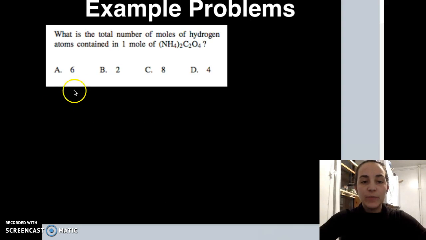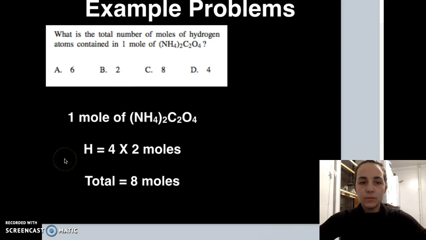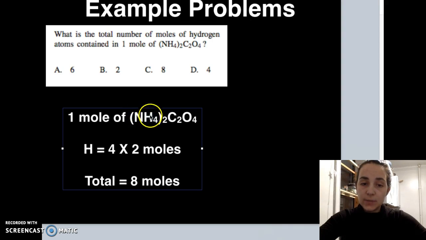Here's another practice problem for you to try. What's the total number of moles of hydrogen atoms contained in 1 mole of this big compound? When we look at this, we're just focusing in on the hydrogens. I know I have 4 of them in this polyatomic ion, and then there's 2 of those polyatomic ions. That means that I have 4 times 2, which is a total of 8 moles in order to get 1 mole of this compound.